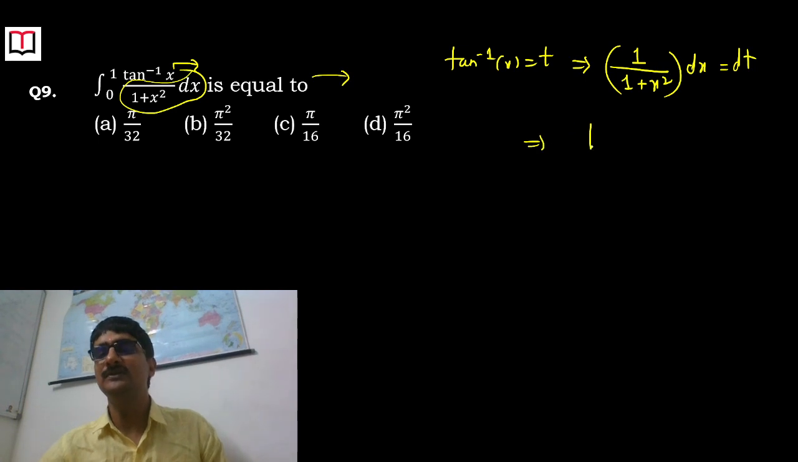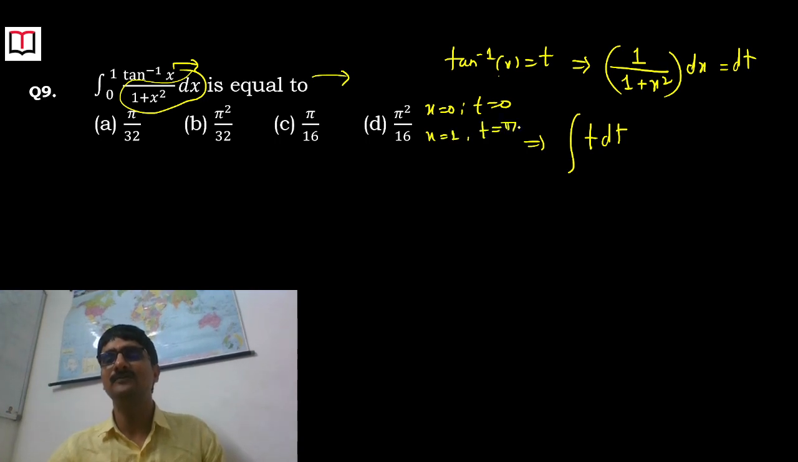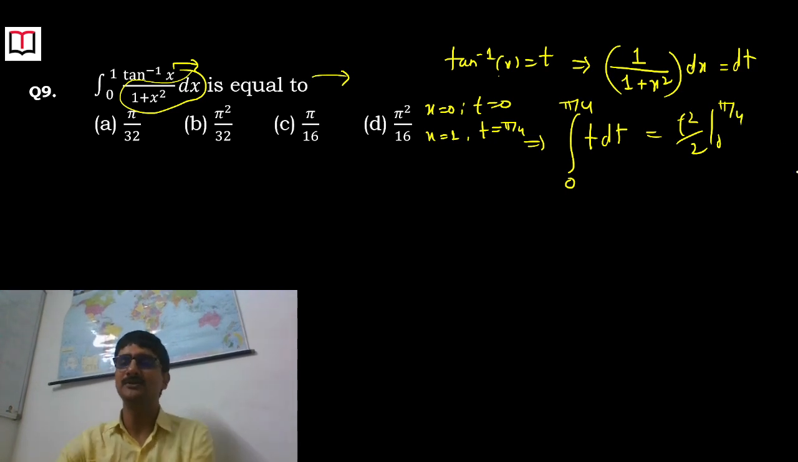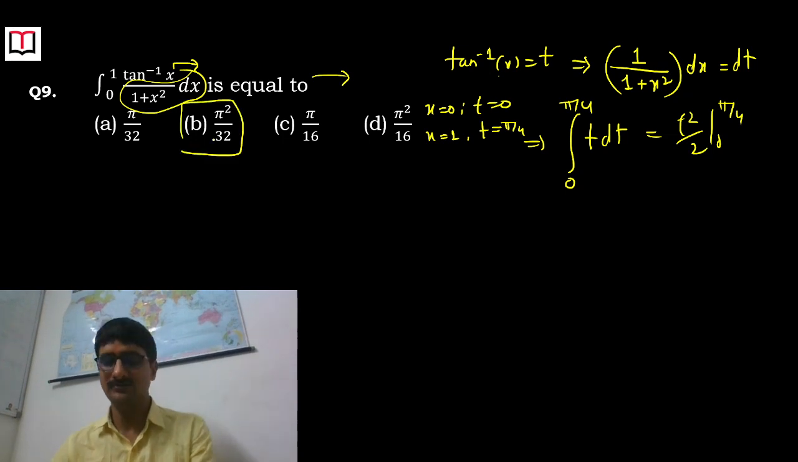So the integral is simply t dt. Then when x is 0, tan inverse 0 is 0, and when x is 1, tan inverse of 1 is pi by 4, if I'm not wrong, isn't that? So 0 to pi by 4, t dt, so it's t square by 2, from 0 to pi by 4. Okay, so it's pi square by 32, right? So that should be the answer to the 9th question.